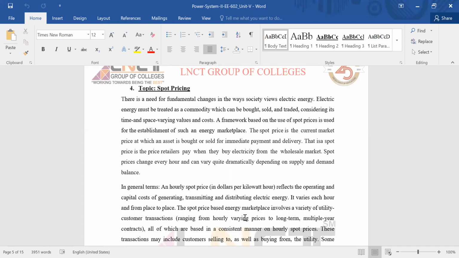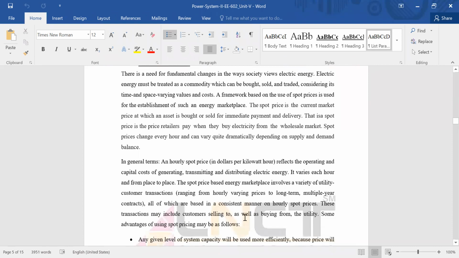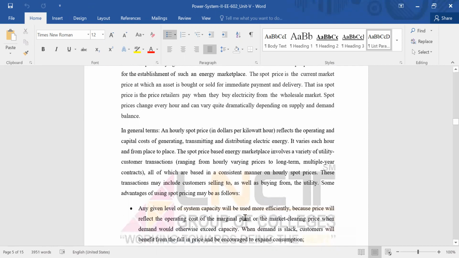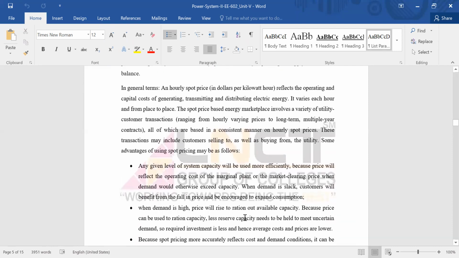Spot price based energy markets involve utility customer transactions ranging from hourly prices to long-term plans and multiple year contracts, right? Some advantages of spot pricing: at any level, system capacity will be used more efficiently because price will reflect the operating cost of the marginal plant, or the plant clearing price, when demand exceeds the capacity. When demand is slack, customers will benefit from the fall of price and be encouraged to expand consumption.